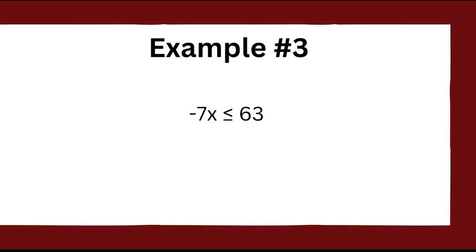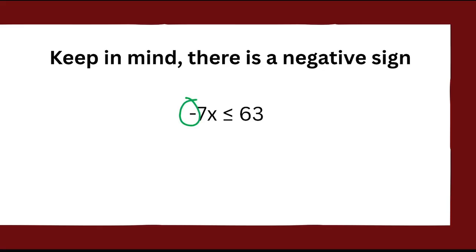For example, number 3, this one deals with the negative symbol, which we see in negative 7x, right? Like I mentioned earlier, keep in mind there is a negative sign. That means we're going to flip that inequality sign eventually. Do not let that scare you, because earlier I said that when you're dealing with a negative inequality, you're going to treat it a bit differently. And in this case, we are. We're flipping the inequality sign of negative 7x is less than or equal to 63. So just keep that negative sign in mind.